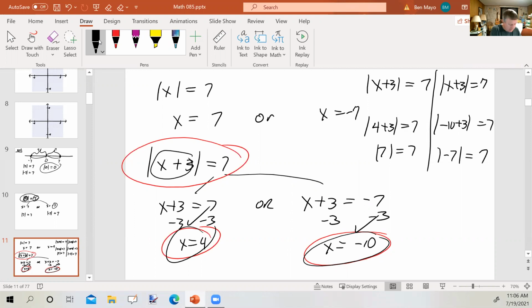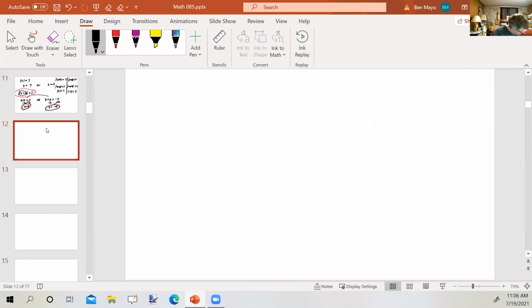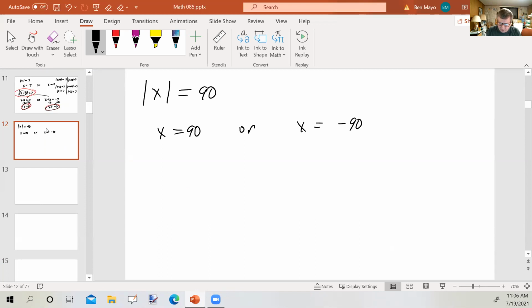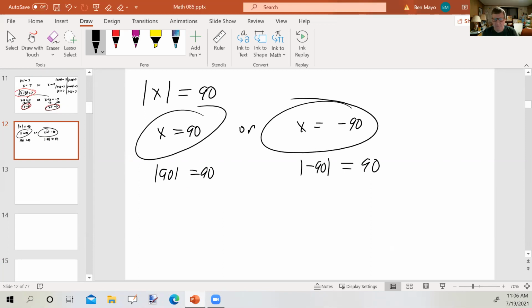All right, let's take a look at some more examples here. Let's say we have the absolute value of x equals 90. So then this would say that x has to equal 90, or x could be the opposite of 90, or negative 90. Because if x is 90, the absolute value of 90 is 90. If x is negative 90, the absolute value of negative 90 is 90. So these two solutions check.